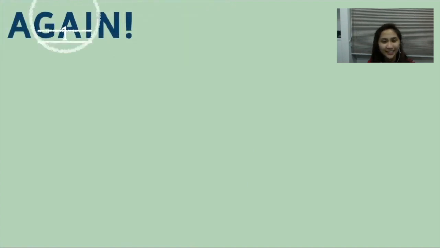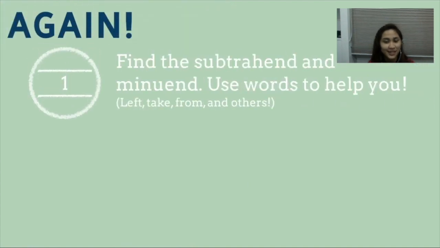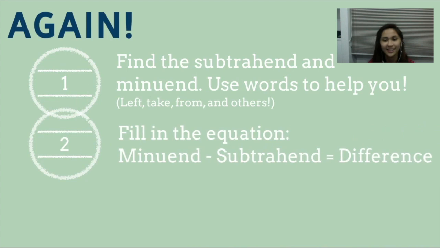And again, to help you, we have 3 steps. The first is to find the subtrahend and minuend and use words to help you. So you can use words like left, take, from, total, and etc. As long as you understand what the terms are, then you're pretty much okay. So the next is to fill in the equation. And again, it's minuend minus subtrahend is equal to the difference. And last is to solve.